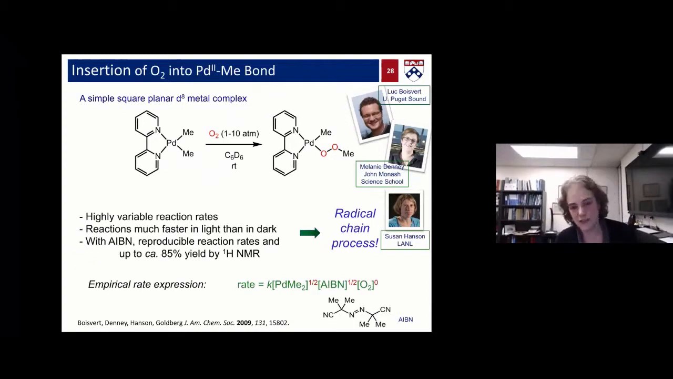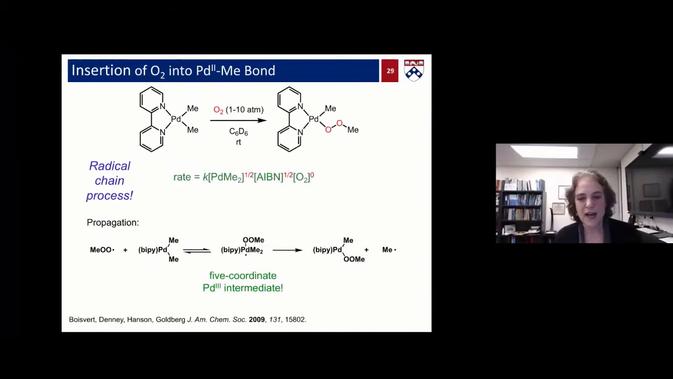The reactions were faster in light, slower in dark, all kind of the hallmarks for a radical chain process, including that he was able to work out the rate law for this reaction, again, in the presence of AIBN. This again follows a radical chain type process with initiation, propagation, and termination. And the key in all of this really is the fact that the propagation takes place as shown here.